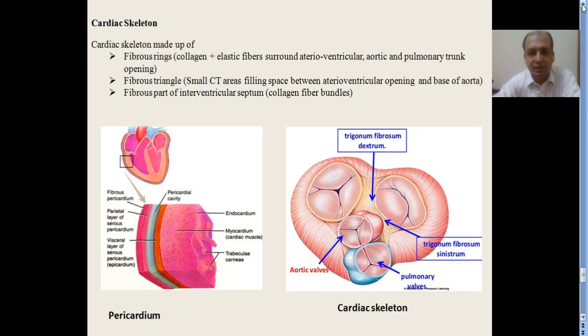Here you can see in this diagram there are various layers that have been shown. For example, this one is the endocardium, and this one is the myocardium, where cardiac muscle cells are present. These are the trabeculae present inside the heart, and this one is the visceral layer of serous pericardium, that is called the epicardium. We will discuss this layer along with the epicardium.